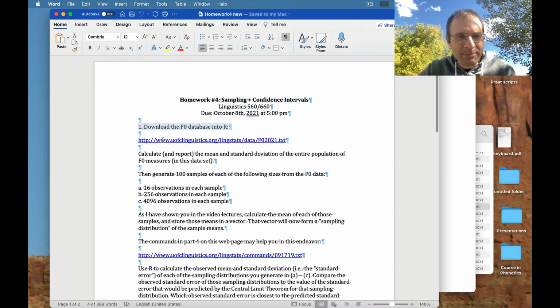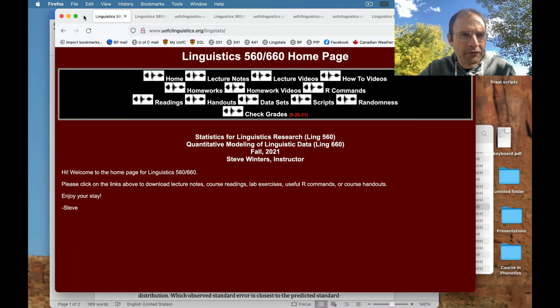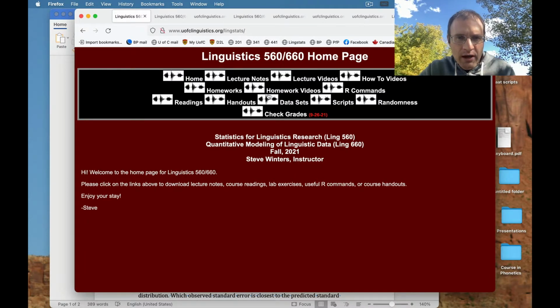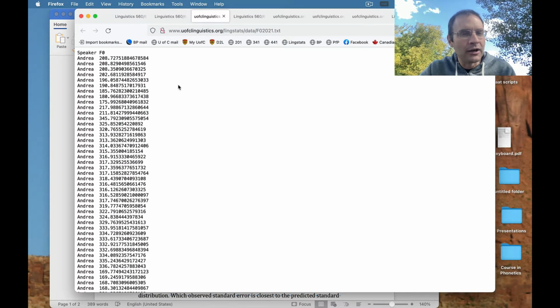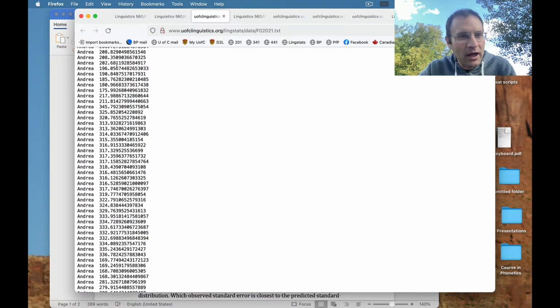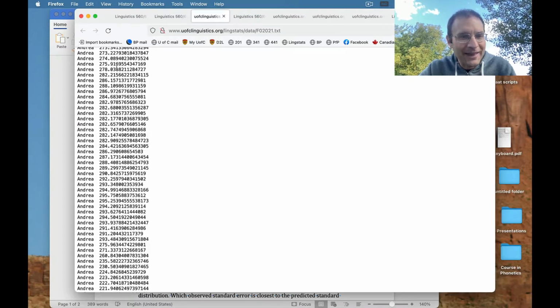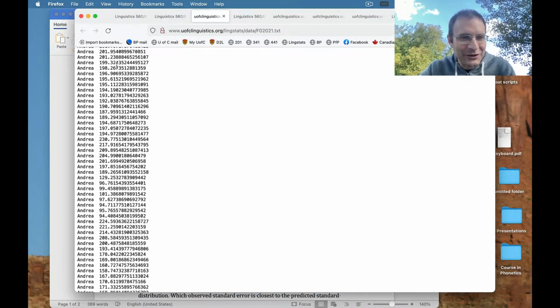The first part, like I said, is about sampling. The way we start with this one is that I've created an F0 database from the recordings you sent me for the first homework. If you go through data sets and then the link down here, 2021 class F0 for homework number 4, you'll get this data frame here. Basically I took all the recordings you sent me, and you were focusing on VOT at the time you made those, but I just automatically extracted F0 measurements from them using Praat. So that winds up being quite a lot of F0 measurements.